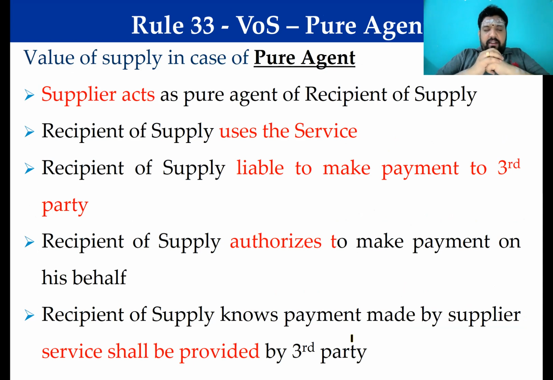What are the conditions that are listed here? First condition, the supplier acts as a pure agent of the recipient. The recipient of the supply uses the service and is liable to pay tax. The recipient authorizes the supplier to pay tax on his behalf. The recipient of the supply knows, or is aware, that the goods or services so supplied are procured from or provided by a third party. They are aware this is not this person's goods or services, it is somebody else's goods or services.